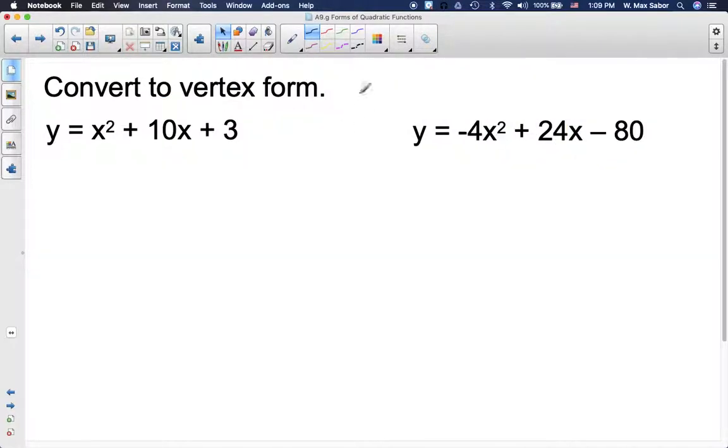Here's vertex form. To convert to vertex form, that's completing the square. So we'll take that 10, cut it in half, and square it to get 25. So we'll add a 25 and subtract a 25.